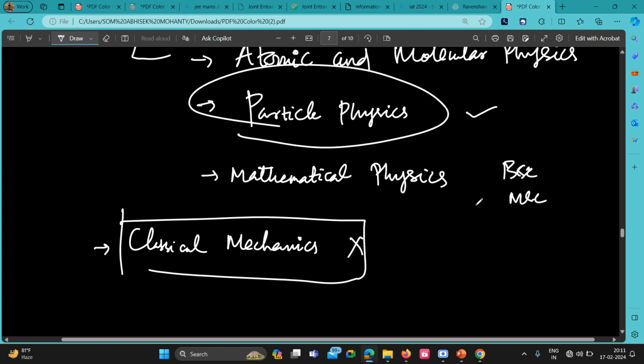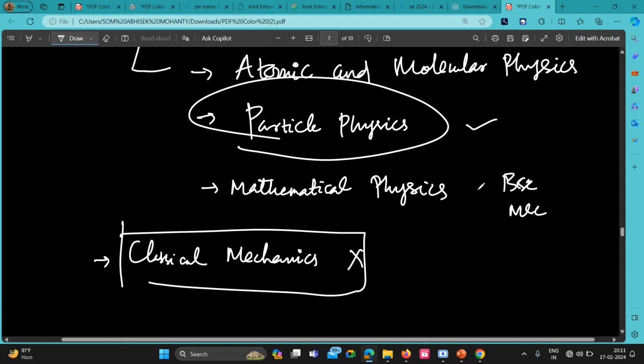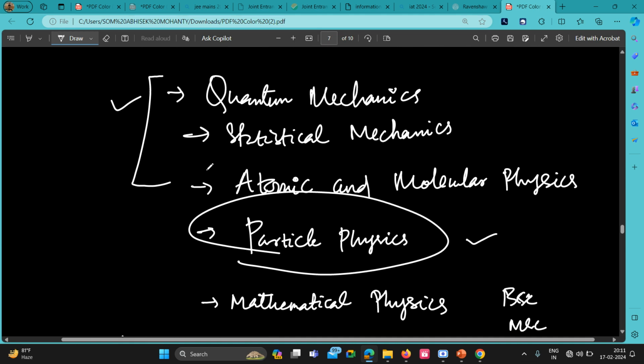Okay, this is also very mark-fetching in entrance exams, but you need to have clarity in mathematical physics to go higher in quantum mechanics and all. And yeah, another topic I forgot. How can I forget?